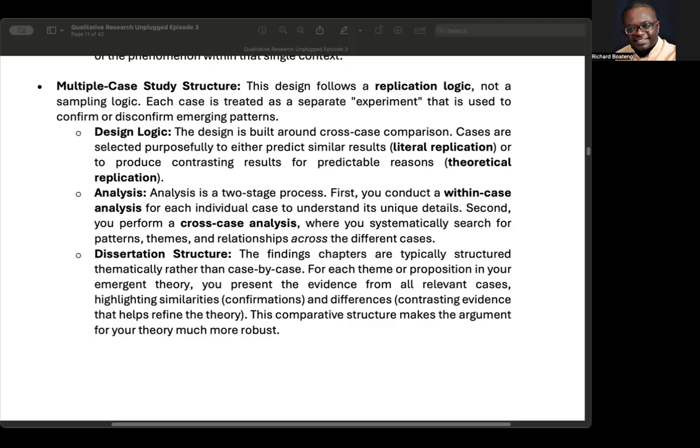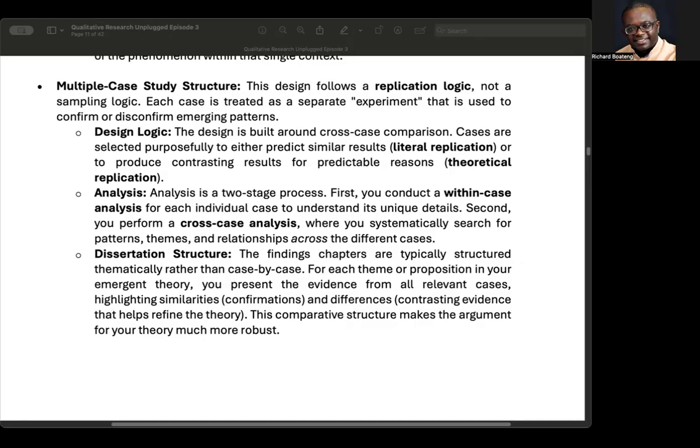And how does this affect the final report or dissertation structure? Findings chapters in a multiple case study are usually structured thematically, not case by case. So for each major theme or proposition emerging from your analysis, you present the evidence from all the relevant cases, highlighting how different cases support the theme, perhaps showing nuances or contrasting evidence. This cross-case comparison makes for a much stronger theoretical argument than just presenting separate case stories. Got it. That makes the purpose of multiple cases much clearer.